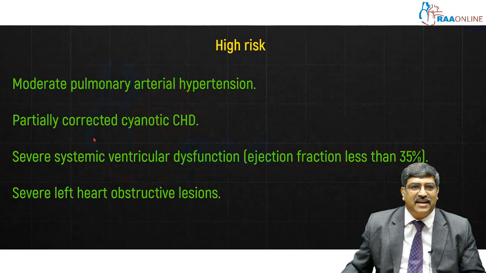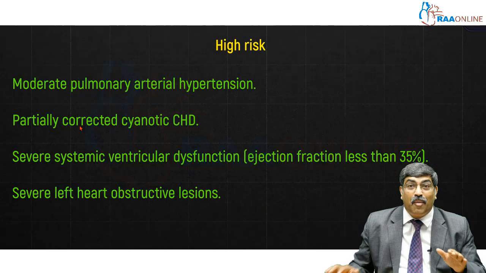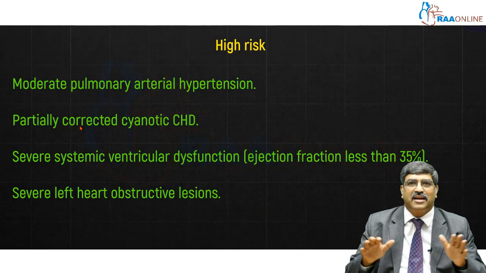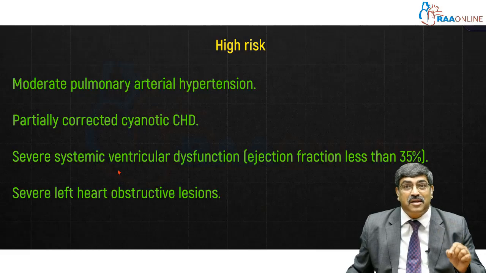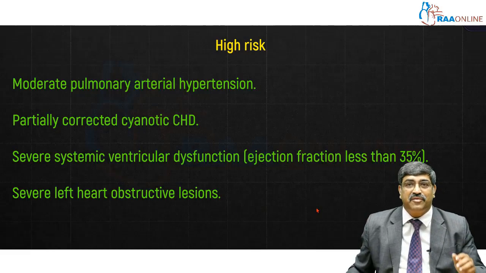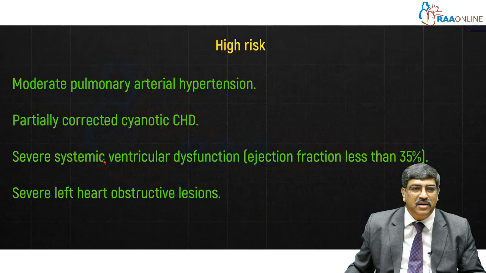Coming to the high risk categories, here the pulmonary artery hypertension is moderate, partially corrected cyanotic disease like a BT shunt done for cyanotic congenital heart disease, severe systemic ventricular dysfunction where your ejection fraction is less than 35%, and severe left heart obstructive lesions. These are all high risk categories.